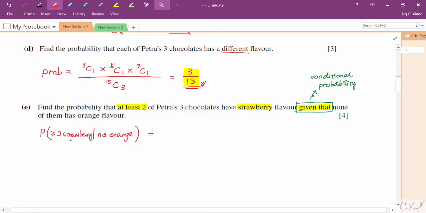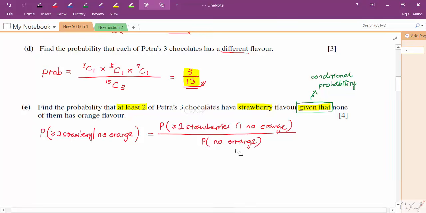This is the symbol for conditional probability. I want to expand it into the conditional probability formula, where we have at least 2 strawberries intersect with no orange, divided by the probability of not having orange in the selection.